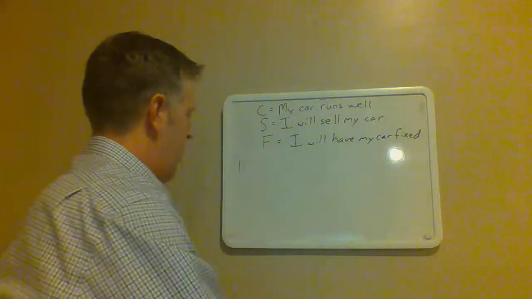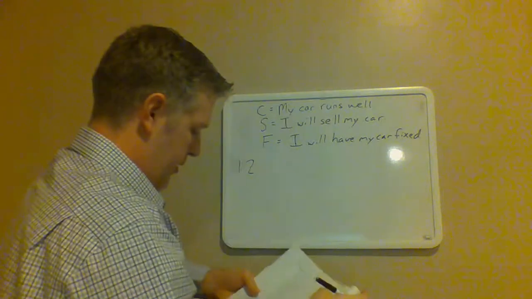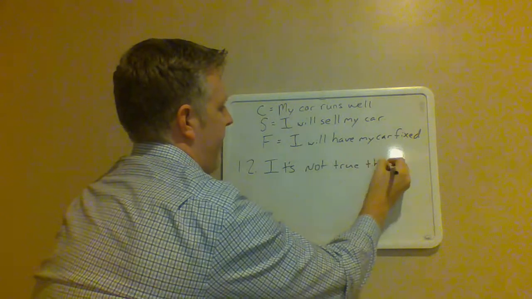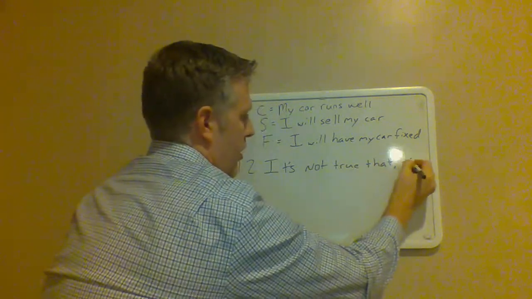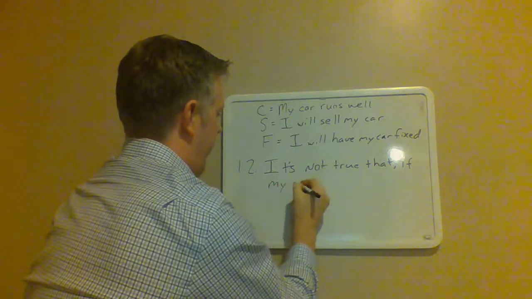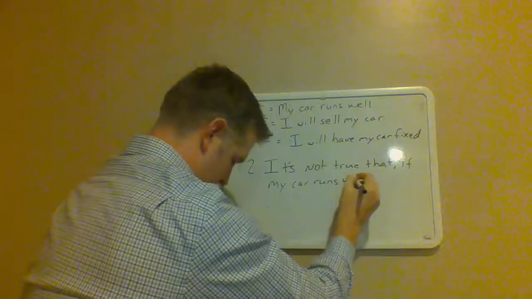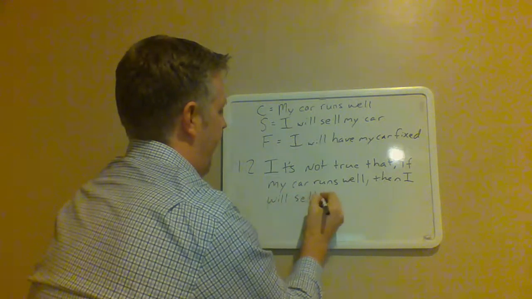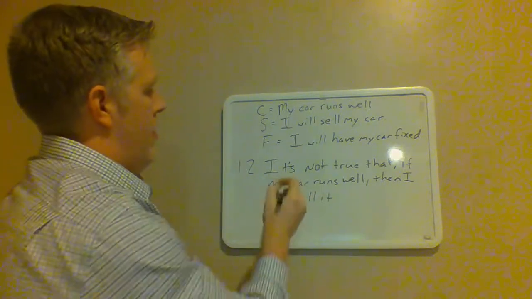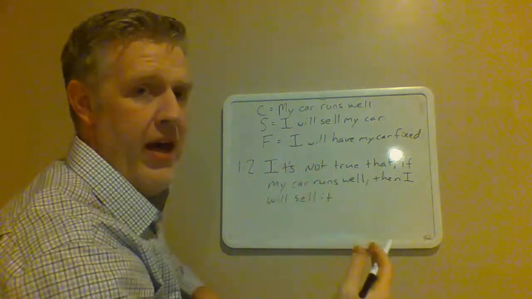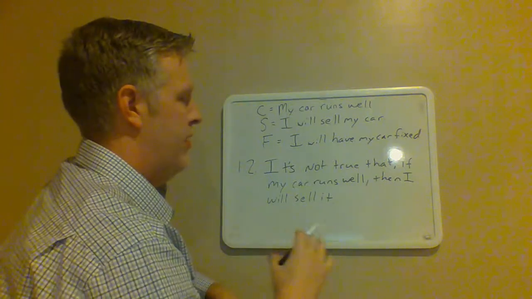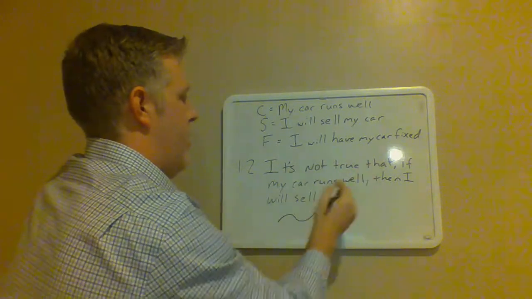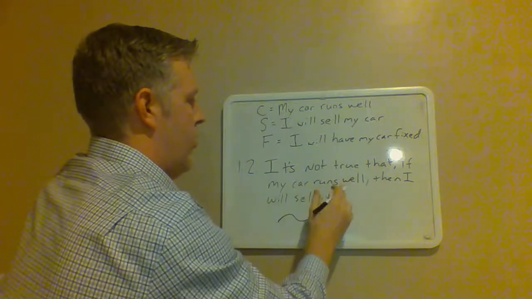So we'll go ahead and do 12 now. 12 reads, it's not true that if my car runs well, then I will sell it. Okay, this one's a little bit trickier. Right off the bat, this sounds like negation. It's not true that, and then we have a comma. That's going to be important. It signals something else is coming. So it sounds like we're negating something here. It's not true that, and then it sounds like we have a conditional coming: if my car runs well, then I will sell it.